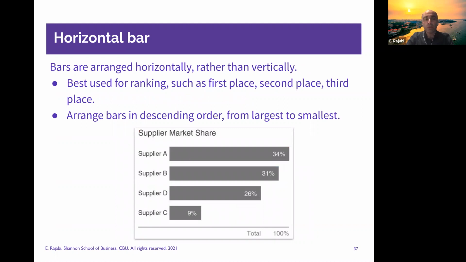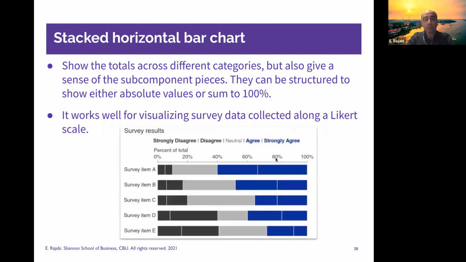Another bar chart type is the horizontal bar chart that we usually use for ranking, for example, to show the first place or second place in a category. The best way to visualize this is in descending order, from the largest to the smallest. And we can put the label of each bar inside of the bar.